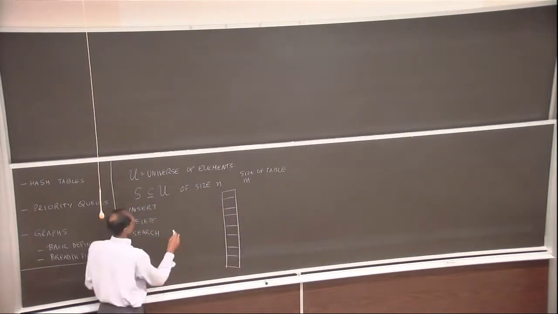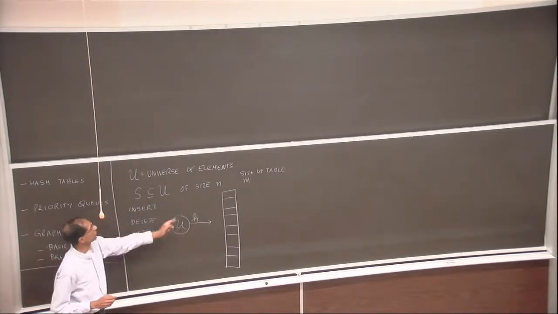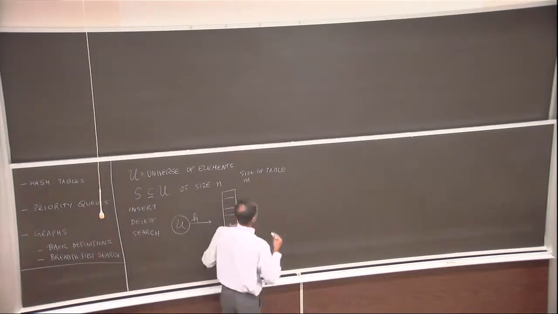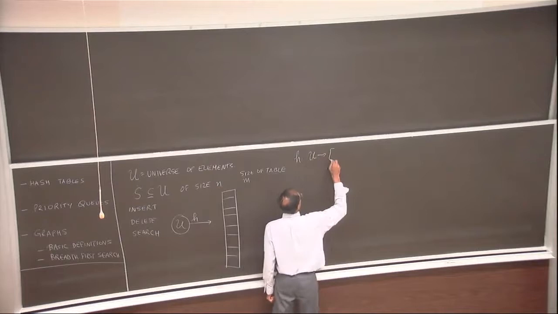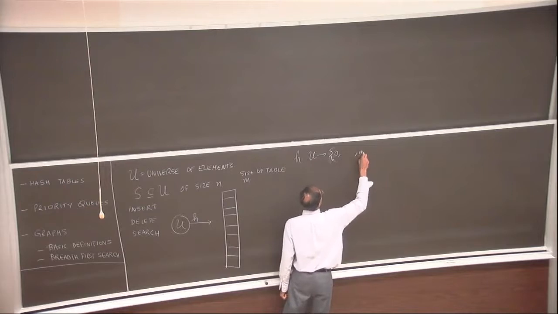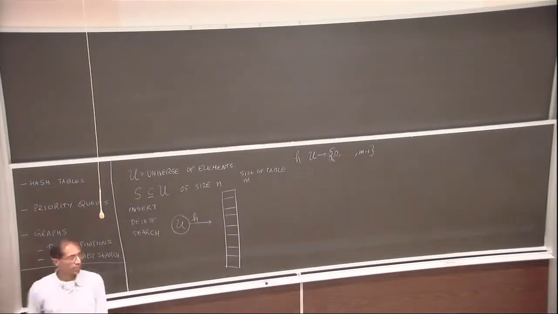And there is a function h that takes any element of U and maps it to an element in 1 through m, or 0 through m minus 1. So h is a function that maps U to 0 through m minus 1. Okay, that's your hash function.